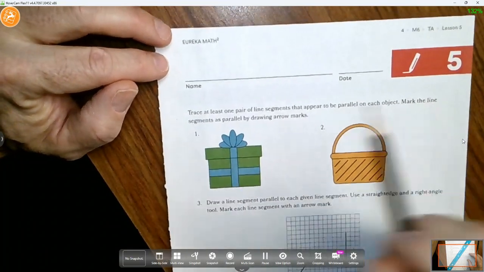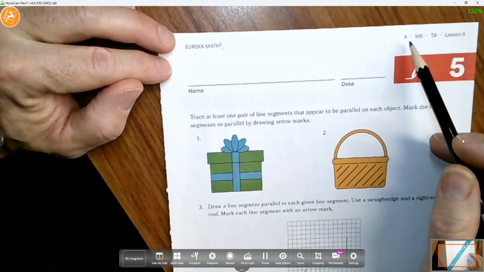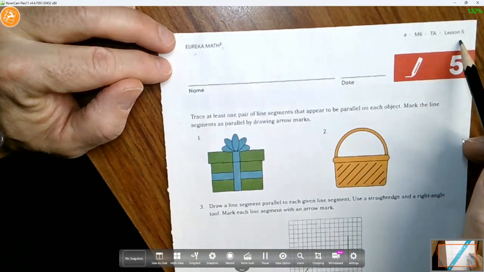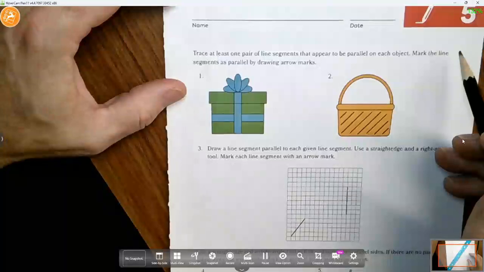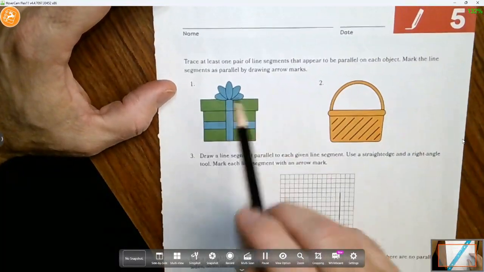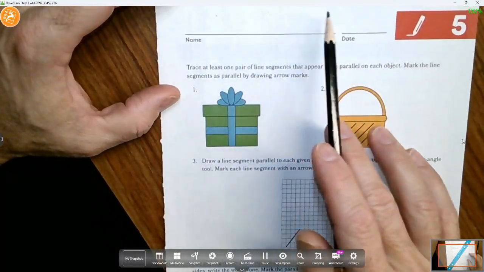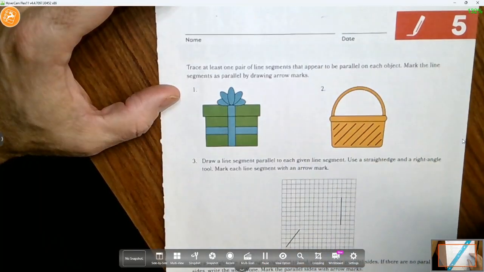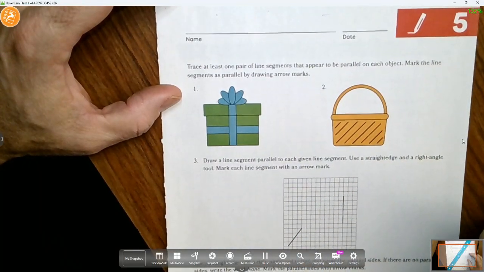Let's get into today's work. Eureka Math Squared, 4th grade, Module 6, Lesson 5. See what we got to do today. Also, I haven't said it in a while, but first name, last name, class number, put the date on there too. I mean, it's good practice.